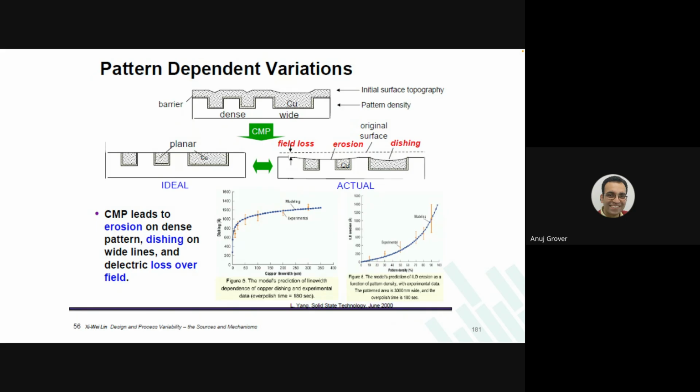This also emphasizes the fact that you cannot have tracked signals in different metal layers. Obviously, because in one layer you had a little bit more CMP, in another layer you had a little bit less CMP, and the wire resistance and capacitance behavior will immediately change. Matching is no longer there.